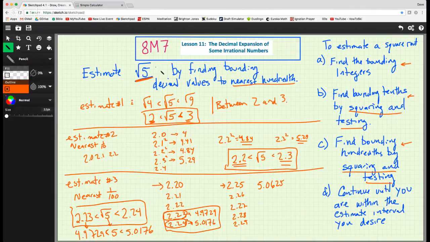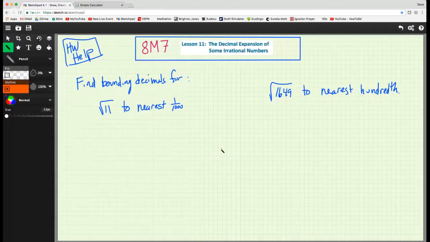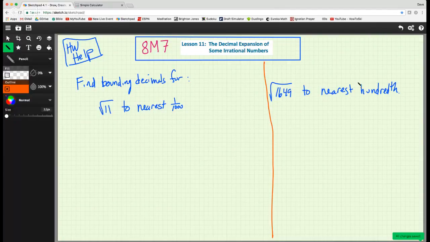Let's keep going. Let's use this same process, and we're just going to call this homework help. So we're going to find the square root of 11 to the nearest thousandth, and then we're going to find the square root of 1649 to the nearest hundredth. Again, homework help. So you can pause and try using our prior methodology.